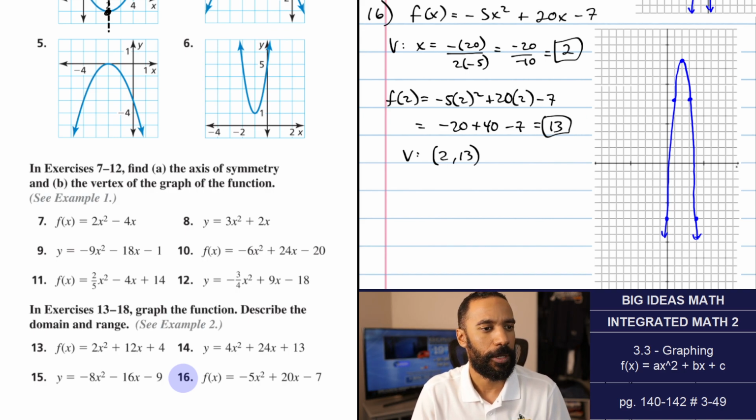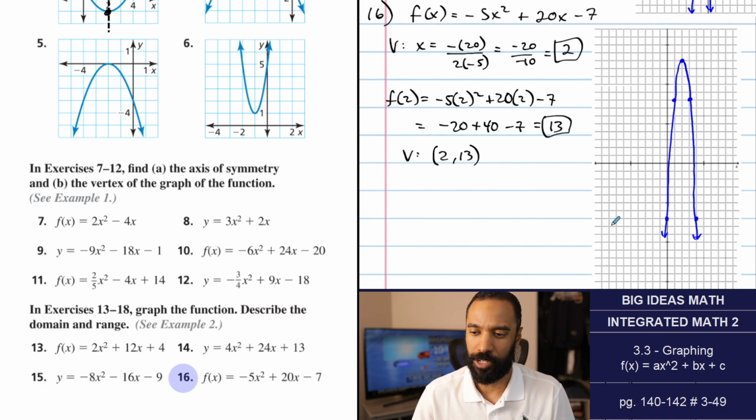It's that hard work. Domain and range. Can't skip that. Domain, all real numbers. Range, y is less than or equal to 13.